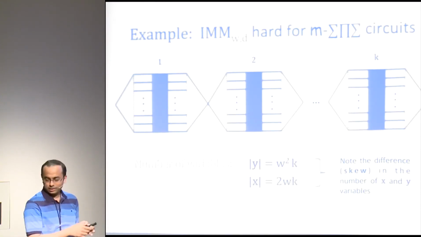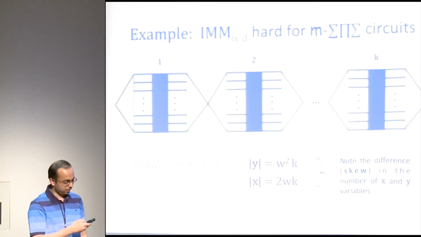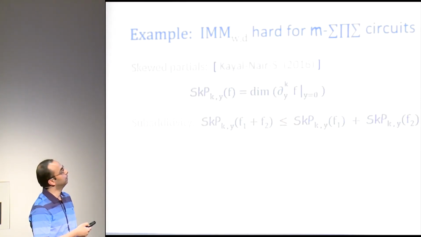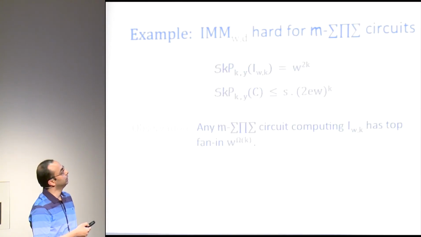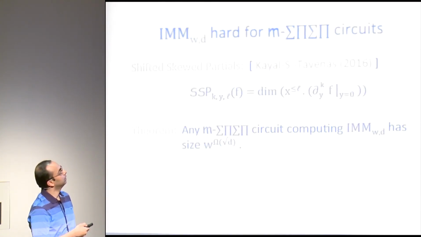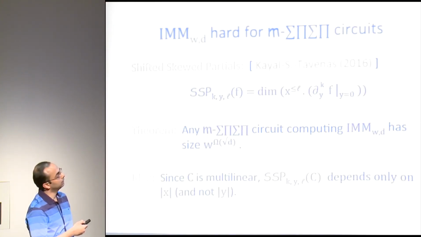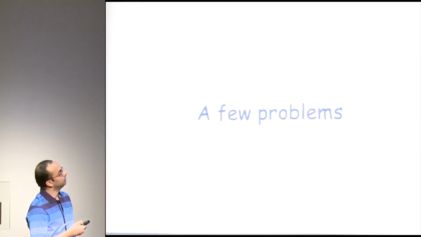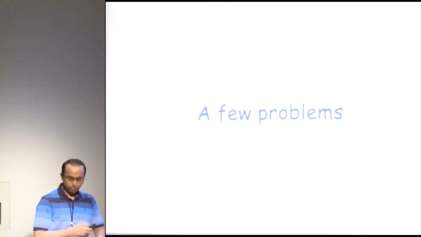I can give you the details, but I'm running out of time, so I'll skip these later slides and go straight into the open problem section. Just a glimpse: this is how we augment the rank of the partial derivative measure with a shift and then look at its dimension. I'll end in 1 minute.